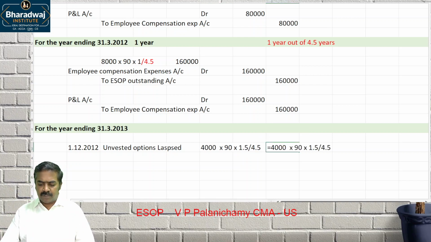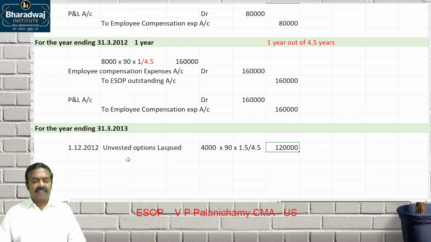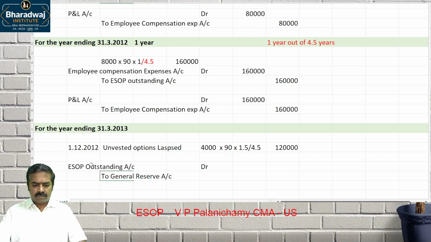This excess provision to be removed. How to remove it? We know it already. Will you transfer to P&L account? No. It should be transferred to which one? General reserve. Simple. Pass the entry. ESOP outstanding account debit to general reserve account. So we remove that.